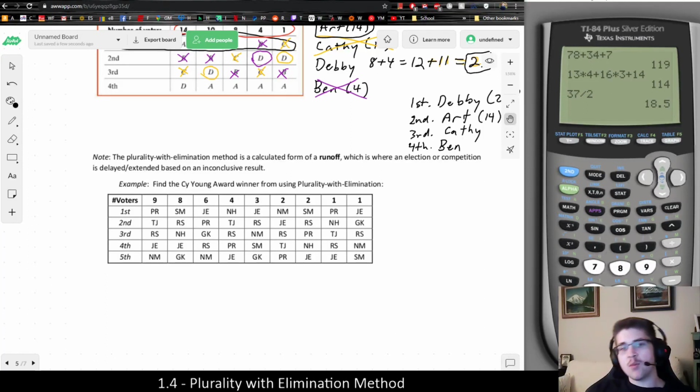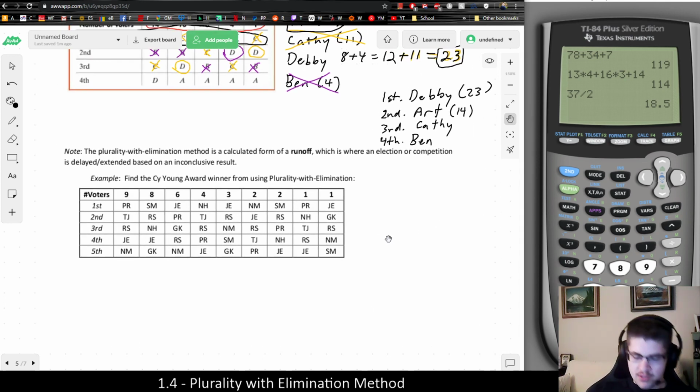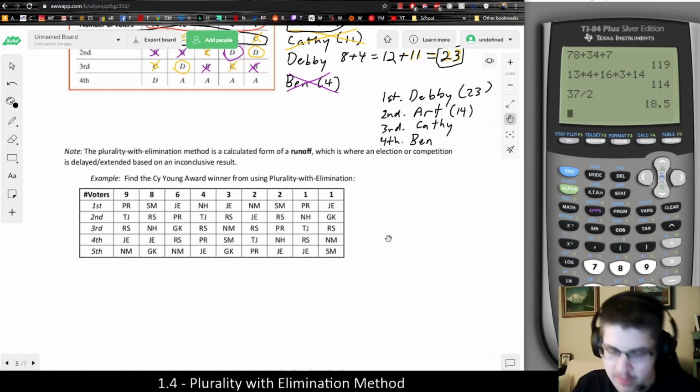Let's return to the Cy Young Award example and see who would win under plurality with elimination. So let's see. To start off, we need to eliminate the weakest candidate. One thing I'd like to remind you guys is technically some candidates may have no first place votes, and they would all be last place under straight plurality method.